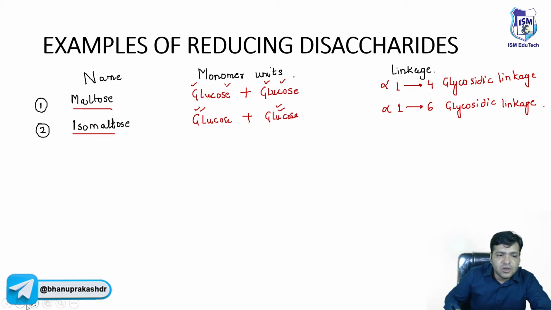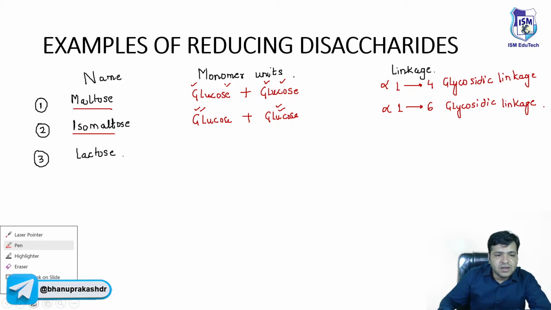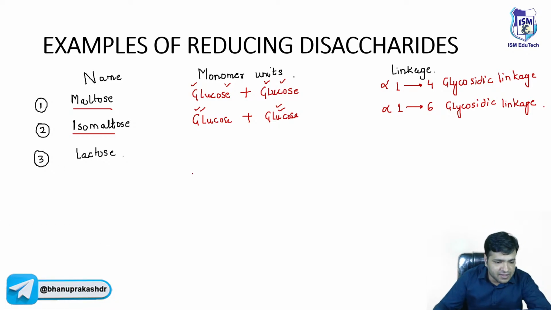Now, third one, coming on to lactose. I want everyone to type the monomer units of lactose in the chat box. Meanwhile, I'm writing. Yes, it is right, beta. The monomer units of lactose are galactose and glucose. Very good, beta.